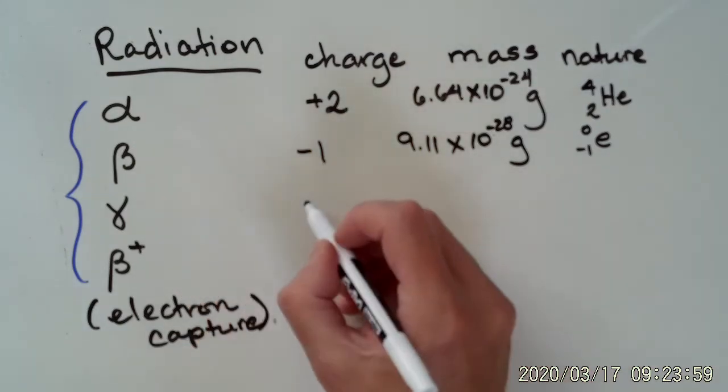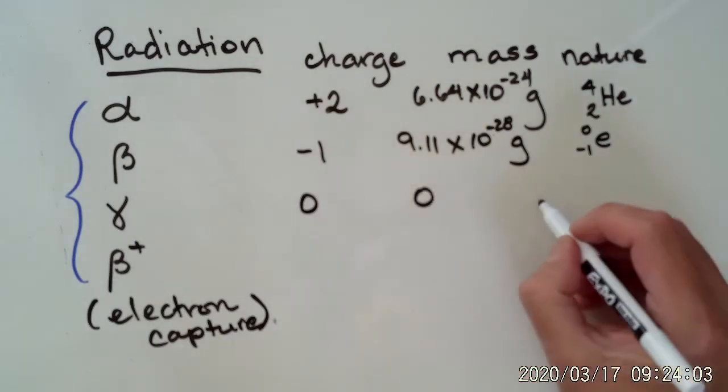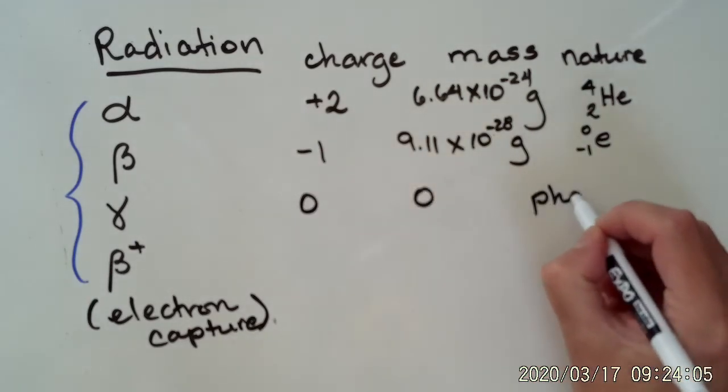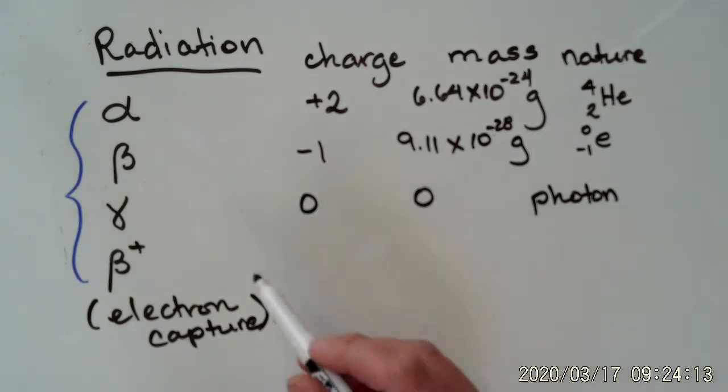The gamma radiation has zero charge, has zero mass. What it is, it's a photon. And so we know it's the highest energy photon. It's basically a gamma ray that we're talking about.